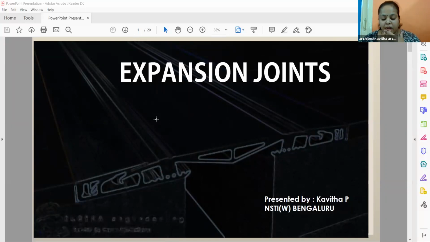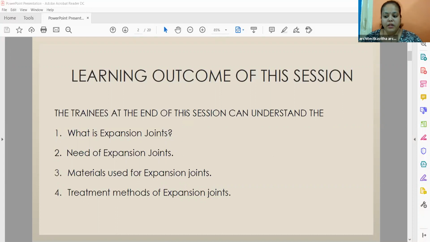So today's topic, you all know, the expansion joints. It's a part of building construction. So the learning outcome of this session: what you will learn is what are expansion joints, what is the need for expansion joints, what are the materials used for expansion joints, and what are the treatment methods of expansion joints.